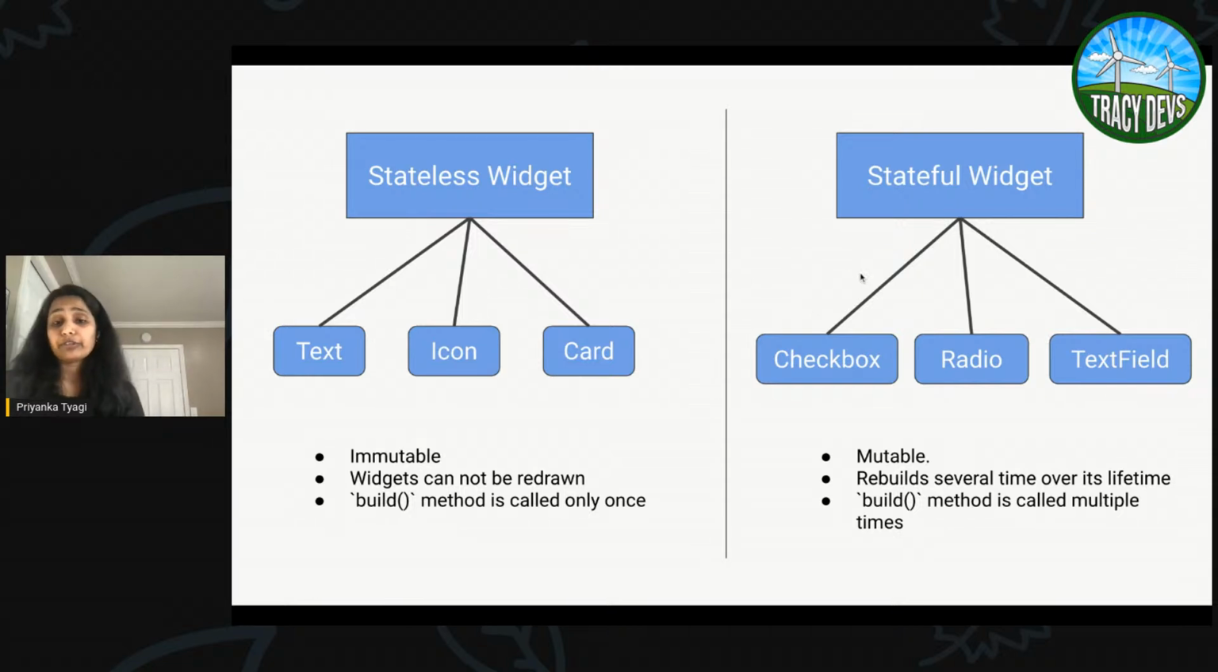The other type of widget is the stateful widget, which actually keeps its state. So for example, a checkbox. A checkbox can have 2 states. Either it's checked or unchecked. A radio button, is it enabled or not, selected or not, and the text field, whether data is there or not. So we call it mutable because it can change, and it rebuilds every time over the lifetime of this widget. And the same build method is called multiple times when this is a stateful widget.